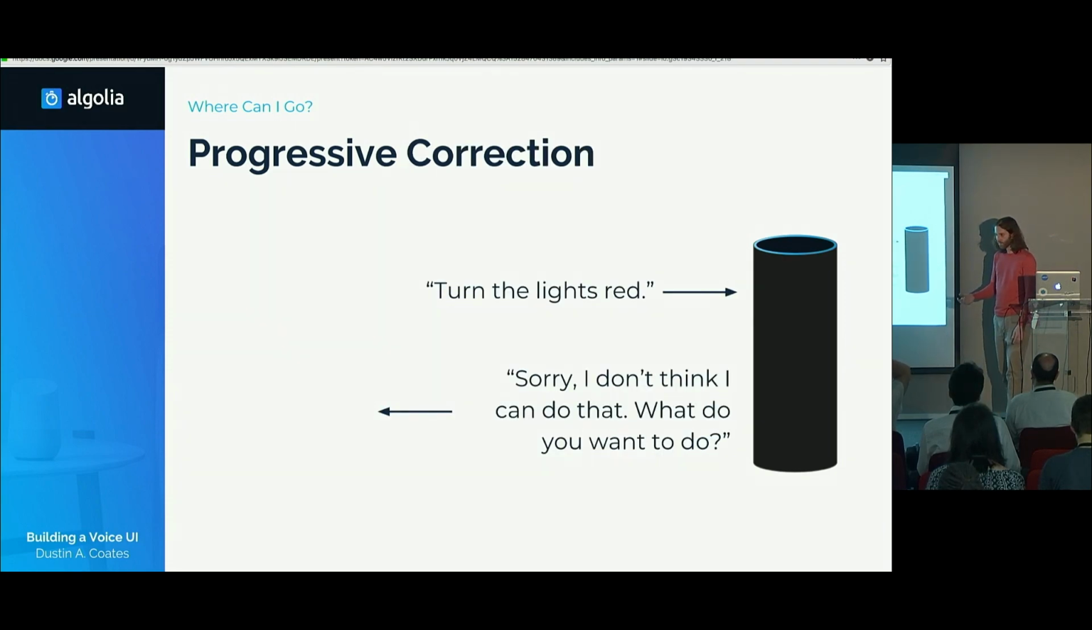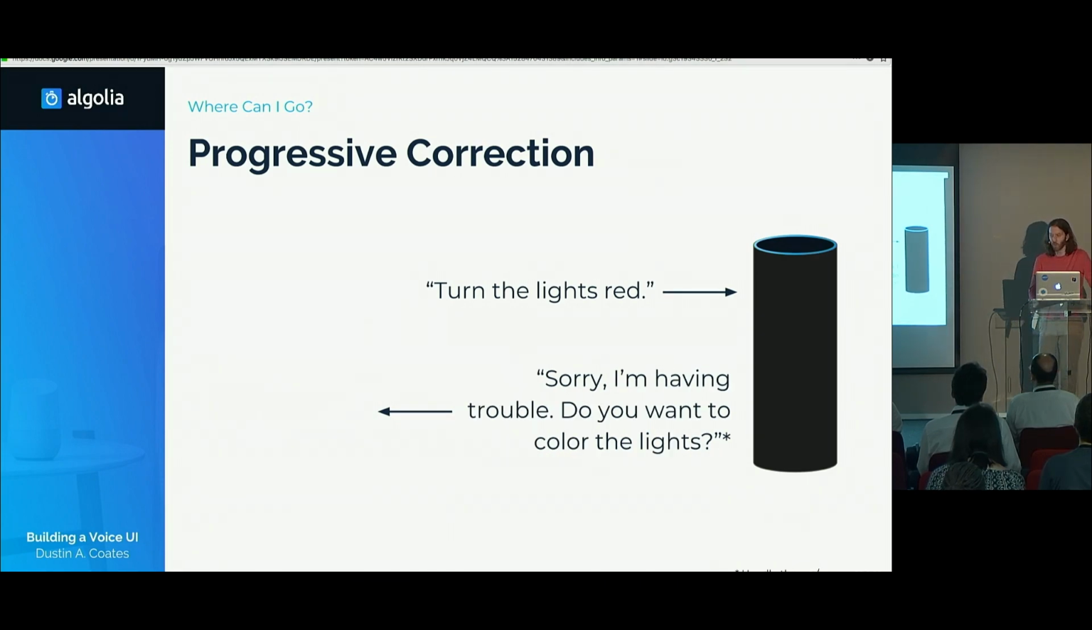For correction, you want to start off pretty general because you don't know, did the text-to-speech or speech-to-text mess up, or did the user not understand what they should do? So start off general. Turn the lights red. Sorry, I don't think I can do that. What do you want to do? I want to turn the lights red. I'm having trouble. Do you want to color the lights?